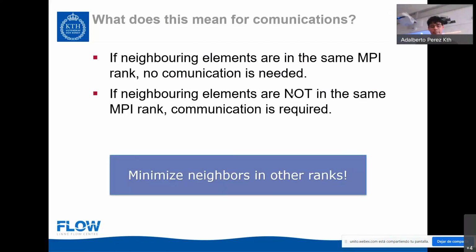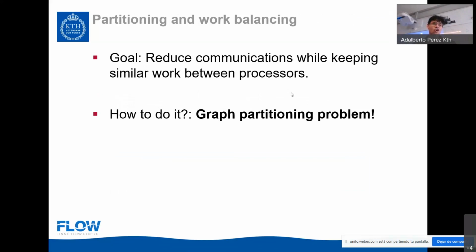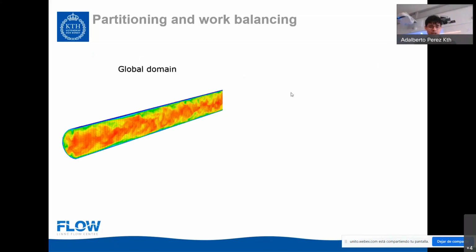And of course, since we are dividing the elements among ranks, we also have the choice to try to minimize this effect. So the idea is that we minimize the neighbors in other ranks. Of course, we cannot only minimize the neighbors, we also need to try to keep the work balanced between ranks. So this becomes basically a graph partitioning problem where we want to reduce communication, but we need to keep the load balance between MPI ranks.